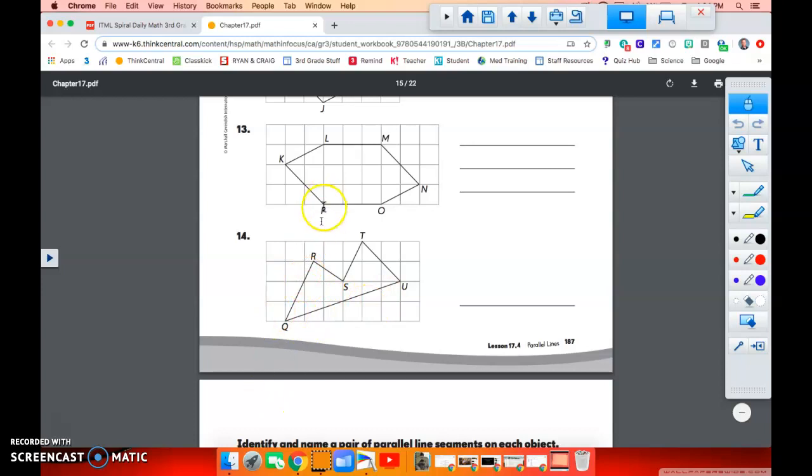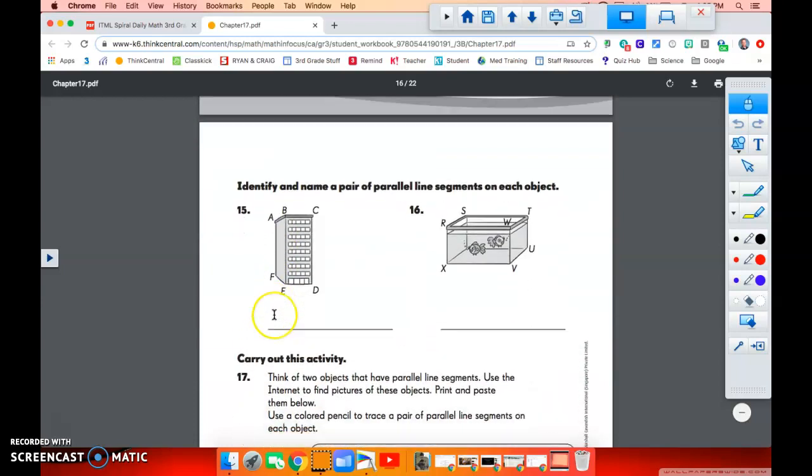Here we go. We know QR is not going to be parallel with RS, and it's not going to be parallel with QU, and it's not going to be parallel with TU. Would it be parallel to ST? Or is RS and TU the way to go? Well, let's look at QR first. I see up 1, 2, over 1. Let's look at S. Up 1, 2, over 1. ST and QR is your set of parallel lines on that.